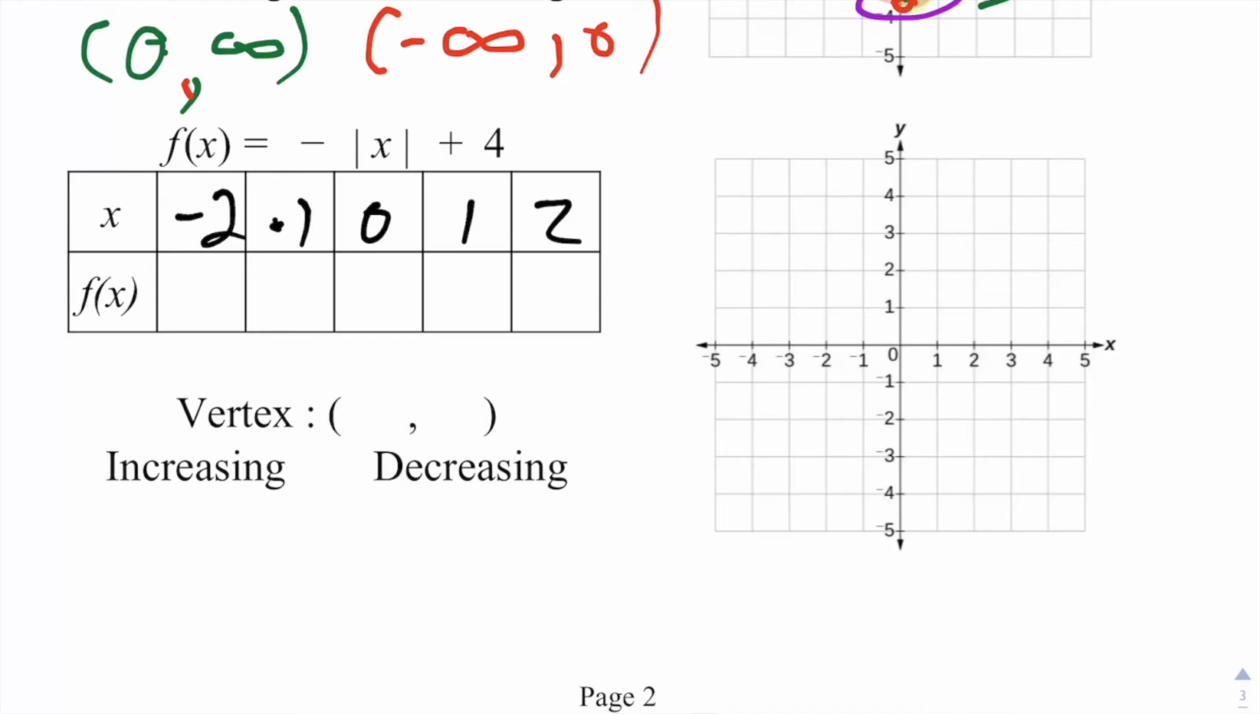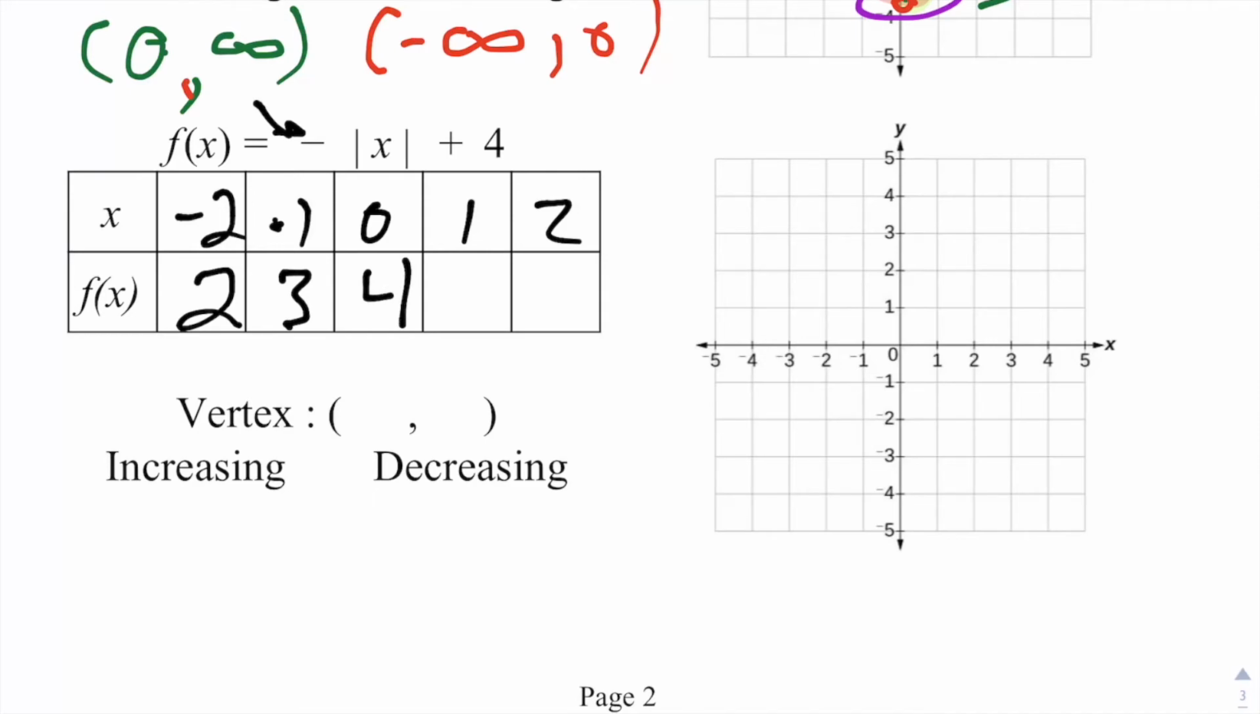So if I plug in -2, I get the absolute value of -2, but I also still have this little dude outside, that little negative. So the absolute value of -2 is 2, but then I have to apply that negative. So I got -2 plus 4, which gives me 2. Then I put in the absolute value of -1. The absolute value of -1 is 1. However, when I apply that negative out in front of the absolute value expression, then I get -1 plus 4, which is 3. When I plug in 0, well, the absolute value of 0 can't be negative, so my output is 4.